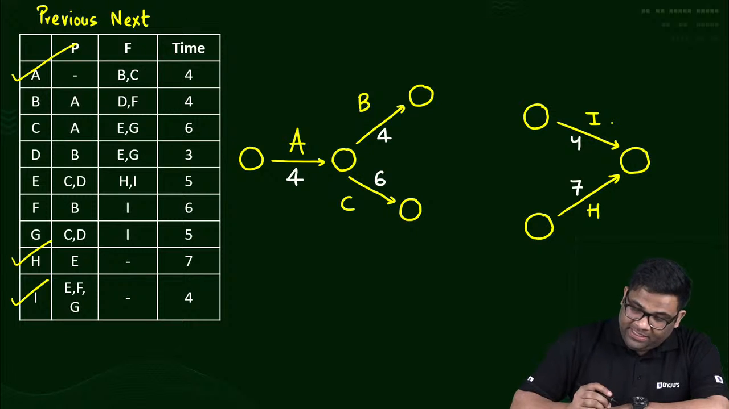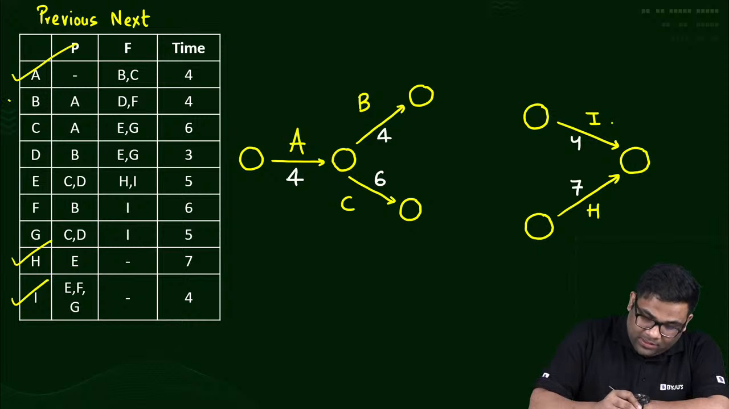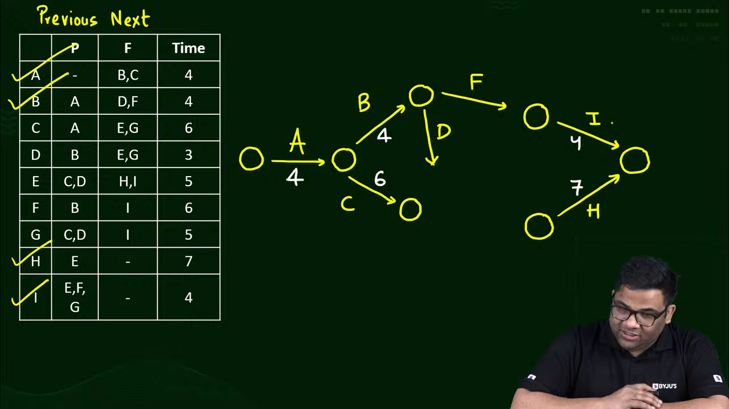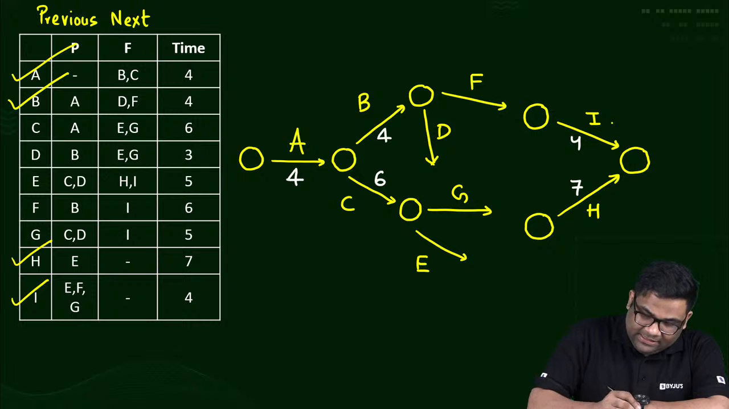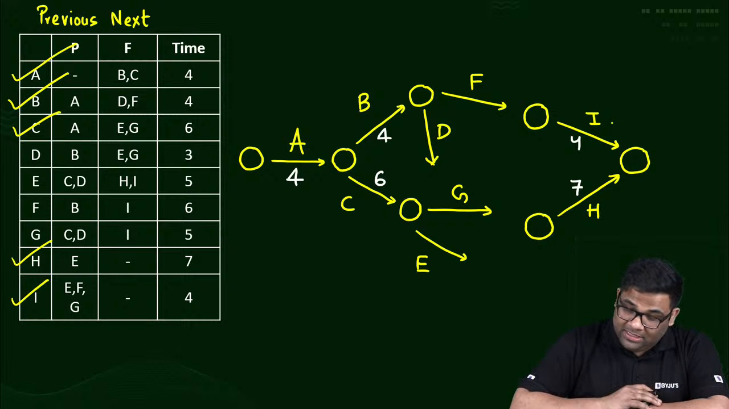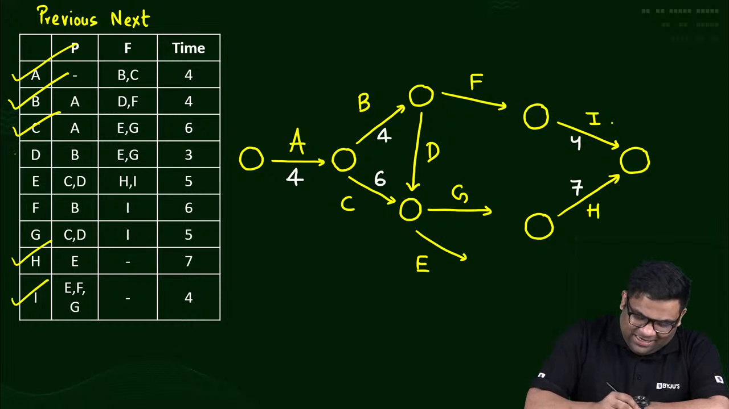See, B we will follow. B has D and F following. Then C has E and G following, and obviously the previous one is A. Then D has B as previous, and D's next is E and G. That means this D should join here, right? The next is D, E and G. So D is done.